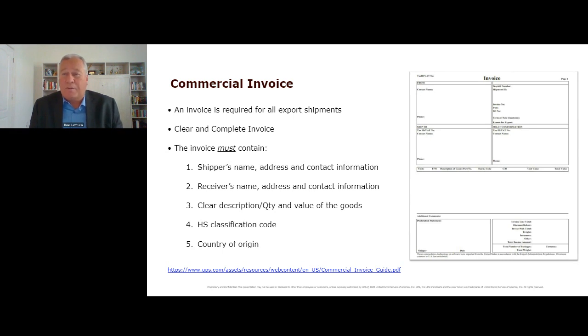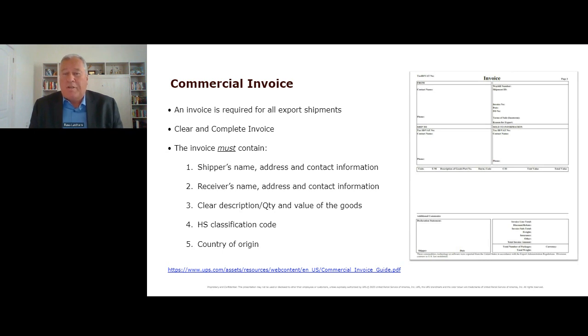And what's the value of those goods they paid? Coming up with arbitrary descriptions and arbitrary values is just going to lead to customs holds and delays. Customs will hold a shipment up and tell the broker, or contact you, and say, we need the proper value. Typically, customs will ask, what did you pay for the goods? What's the value of the merchandise that you paid for? So clear descriptions, quantities, and value of goods are important.